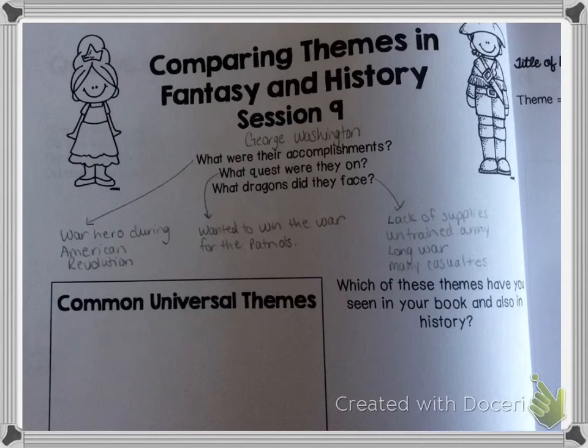So we're going to take a minute and look at George Washington, because I picked him because I figured all of us know who he is. We've studied him a lot this year. So when we talk about George Washington, what was his accomplishment? Well, we know he was a war hero during the American Revolution, and we're going to focus just on that time period for him, not when he went on to be the president. So what quest was he on? Well, he wanted to win the war for the Patriots.